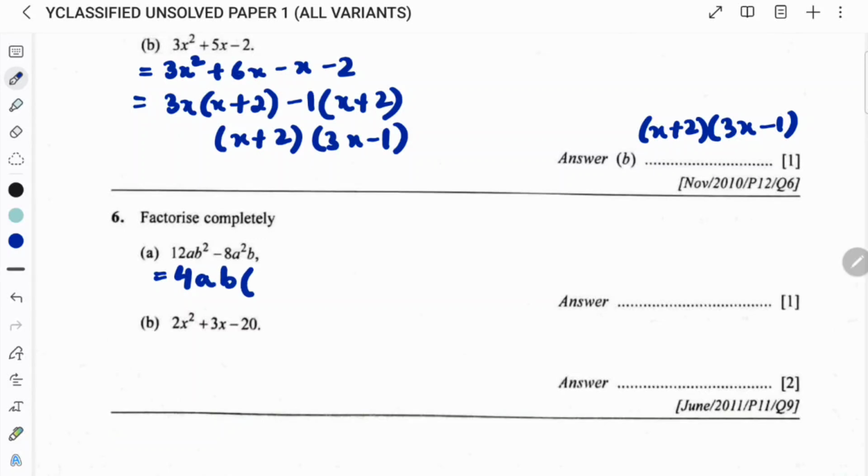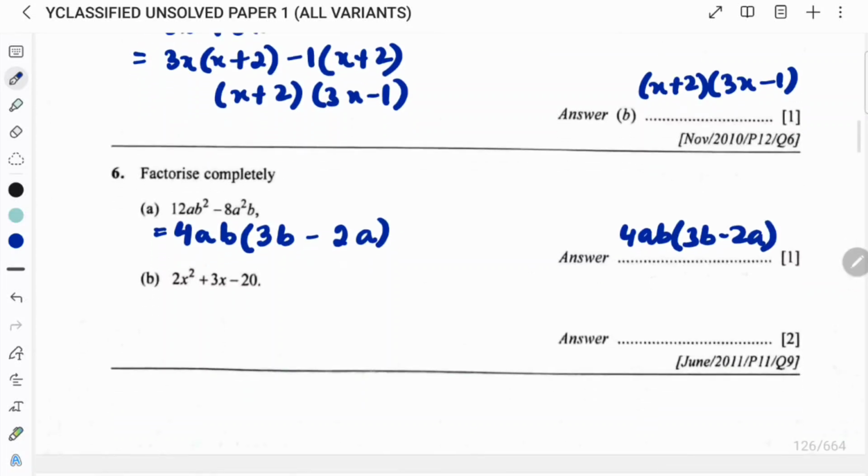So 4 times 3 is 12, so 3 and b left, and 4 times 2 is 8, then 2 and a left. So 4ab, we cannot do more. 4ab times 3b minus 2a. Now the next question is of factorization. 20 times 2 is 40 but minus.